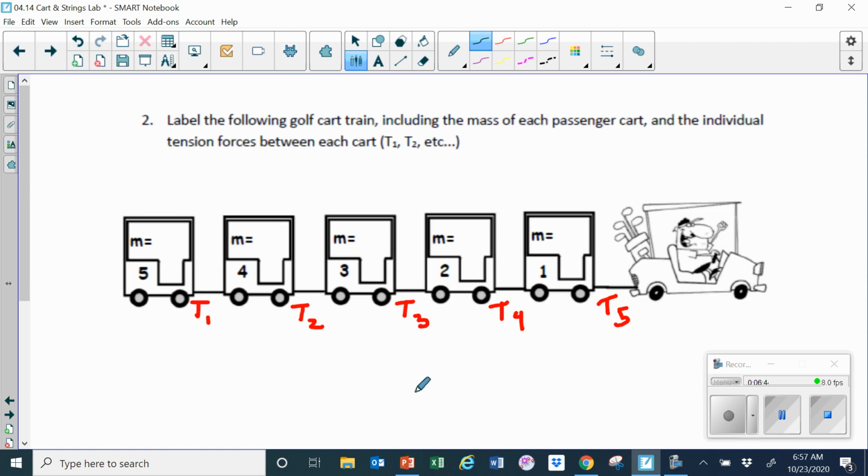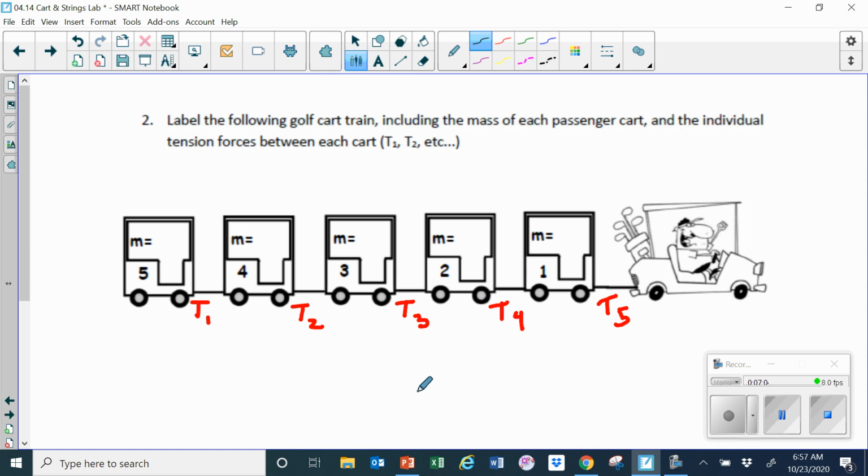The next part of this is on page 2, at the top of page 2. I've labeled some of this ahead of time because I want you to have a system, and I wanted to help you set up a system for how you would do this work.